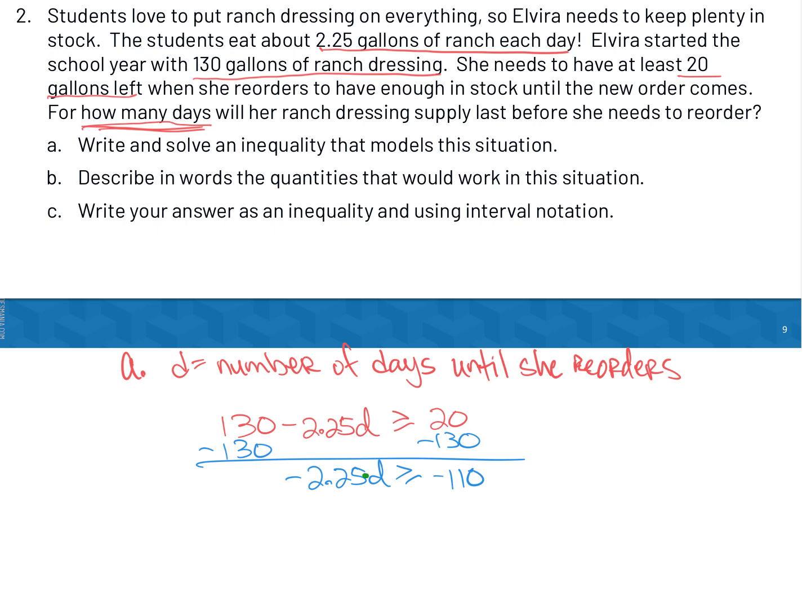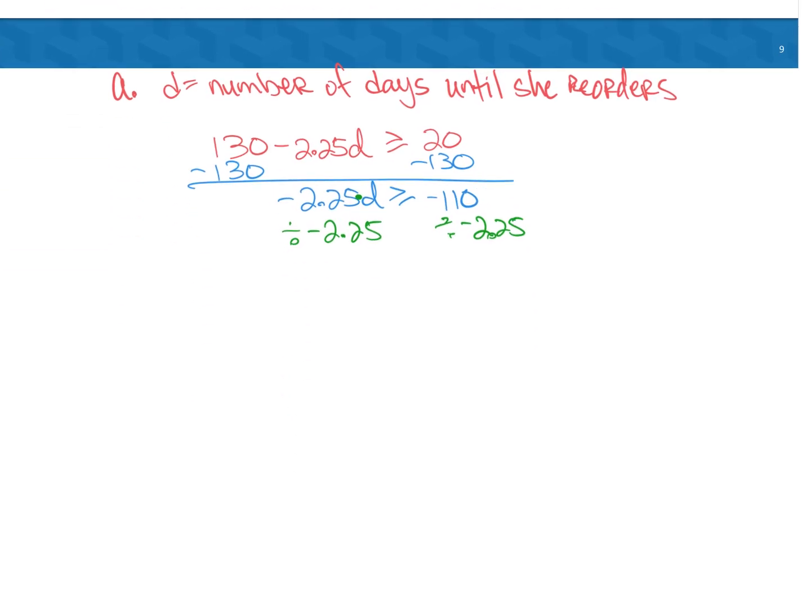Negative 2.25 is multiplying, so we're going to divide by negative 2.25. Still trying to solve for D. So I have D, and then negative 110 divided by negative 2.25 is negative 48.8 repeated, right? But what is that really?